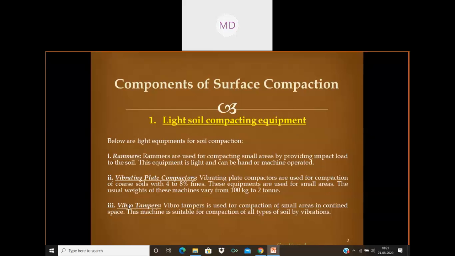Then vibrotampers are used for compaction of small areas in confined space. This machine is suitable for compaction of all types of soil by vibration. So this machine you can use for any kind of soil, and the work is done with the help of vibration. Here also in the vibrating plate, vibration is applied. Okay.